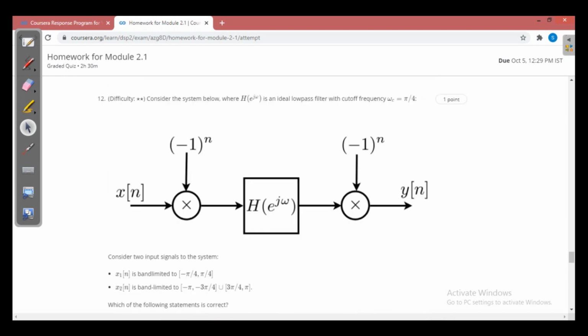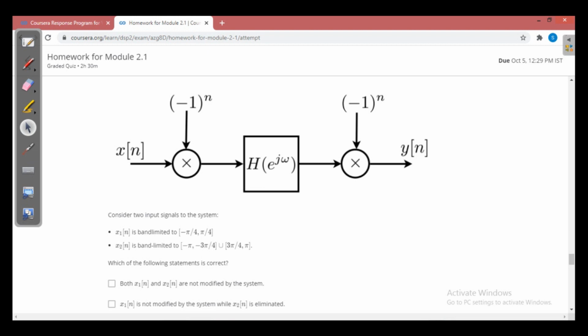Next, 12th one. Consider the system below where h of e power j omega is an ideal low pass filter with a cutoff frequency omega c is pi by 4. Okay. Now consider the two input signals to the system. X1 is band limited to minus pi by 4 to pi by 4. X2 is band limited to... So okay.